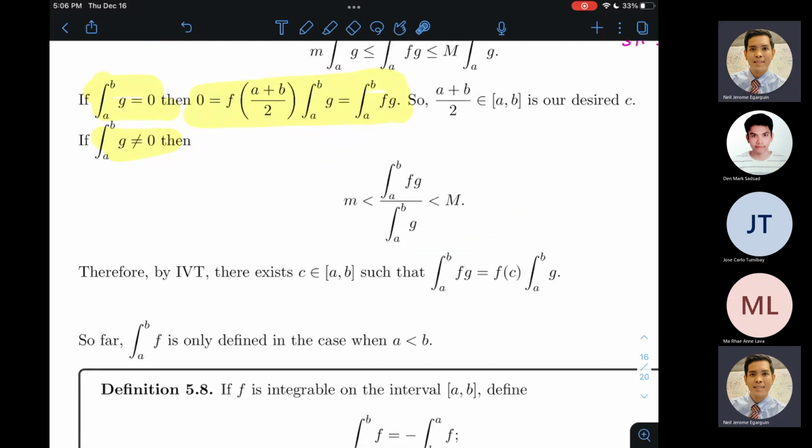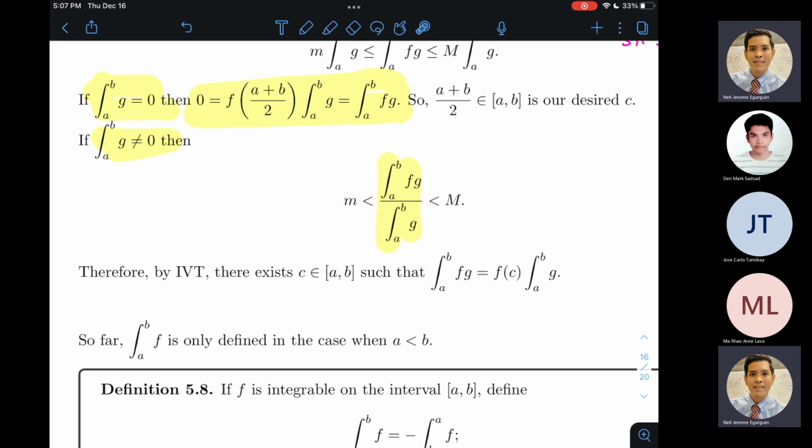Alright? Tapos ano yung kagandahan nito? So si m, yung little m, siya yung pinakamaliit na value ni f sa buong interval AB. Alright? Tapos si capital M, siya yung pinakamalaking value ni f dun sa AB. And then this ratio over here is between the smallest and the largest value of f on the closed interval AB. Now, f is continuous on the closed interval AB. So, ibig sabihin, sa kahit anong number sa pagitan ng smallest value ni f at largest value ni f mula sa closed interval AB, the intermediate value theorem guarantees na merong isang number sa closed interval AB na ang function value ay equal dun sa intermediate value na yon.